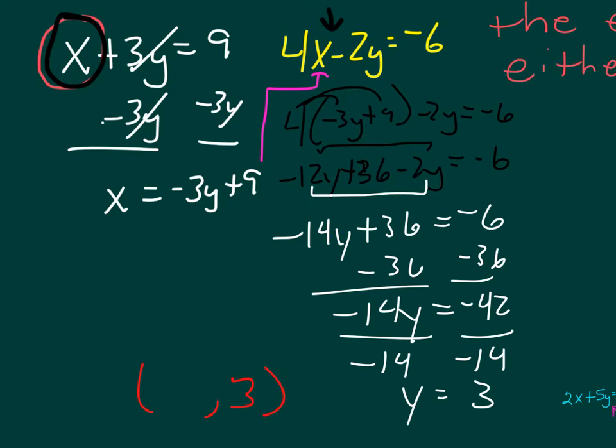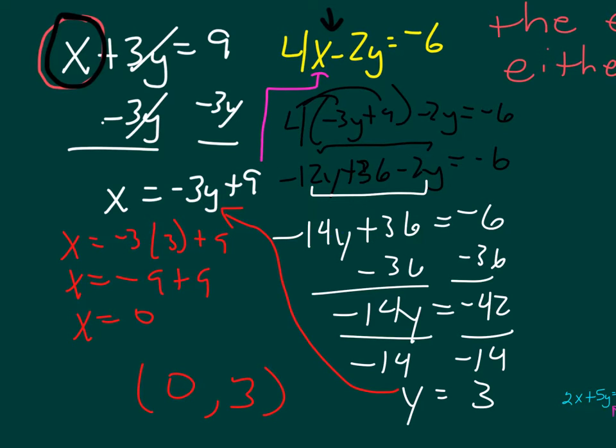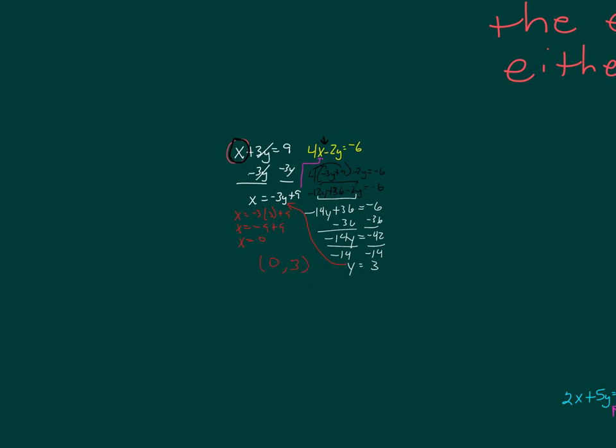Now we got to go find our x. I'm going to plug that back in right here. So I get x equals -3 times 3 plus 9. -3 times 3 is -9 plus 9, and that is 0. Therefore, it's an intersection of 0, 3. Okay? Now that's the first one. So what I'm going to do is take all of this together.